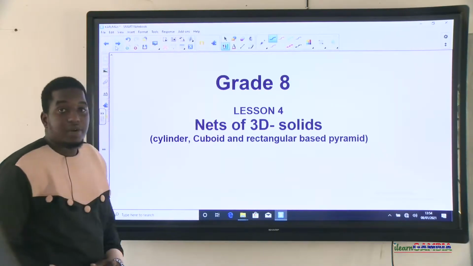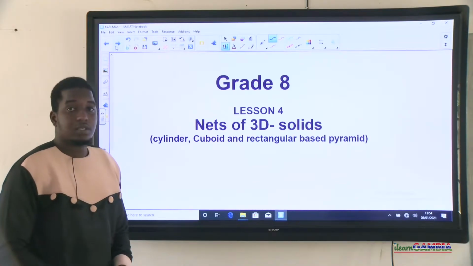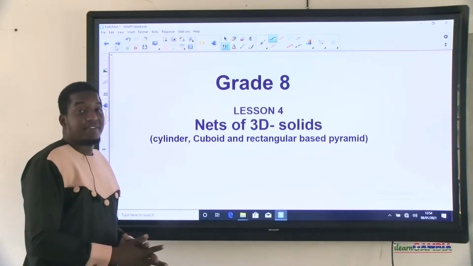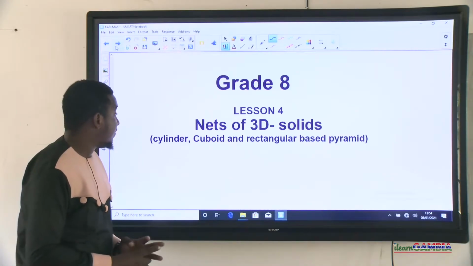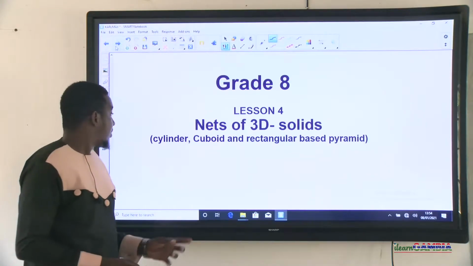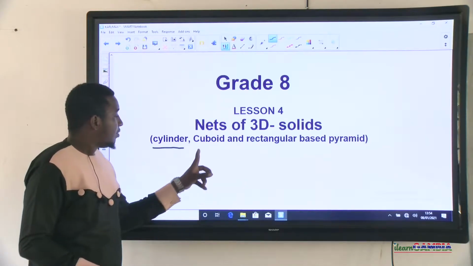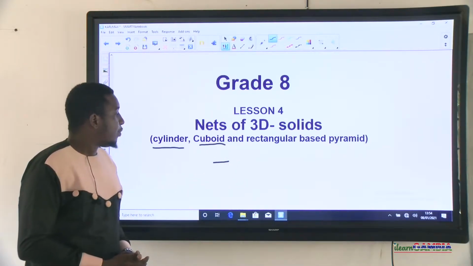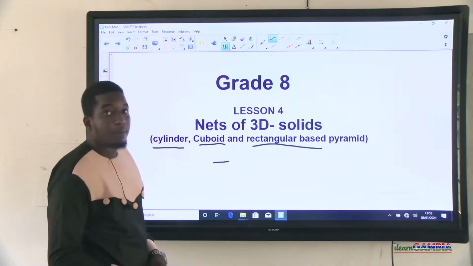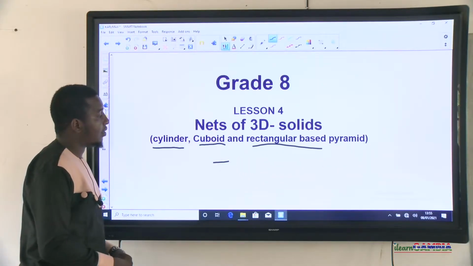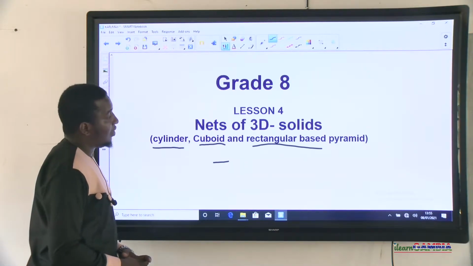My name is Khalid Jalo, and in today's lesson, we are going to look at nets of solids. We know that we have many solids, but we're only going to concentrate on a few of them in today's lesson. We are going to look at nets of a cylinder, nets of a cuboid, and nets of a rectangular based pyramid.